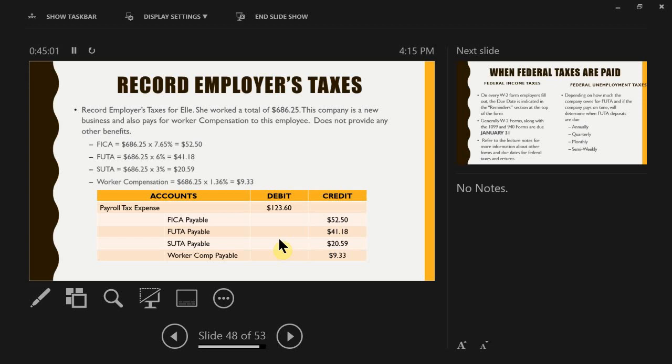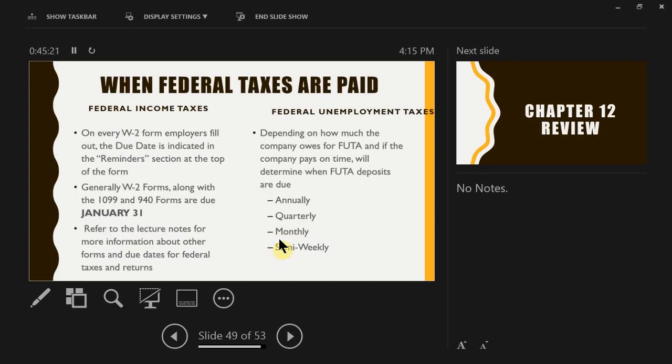Right? Any questions in regards to how we figure out payroll? Just a lot of steps. It is a heck of a lot of steps. All right?